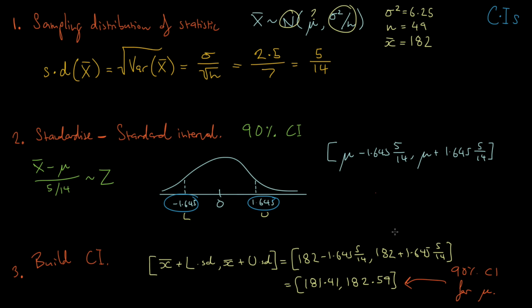So this is our method for constructing this interval. We find the sampling distribution, we compute the standard deviation, we standardize the sampling distribution and find our lower and upper bounds in our standardized distribution, and we use these to compute an interval around our sample statistic, in this case our sample mean. And what this means is that 90% of intervals created this way will contain my population mean. Or we can phrase this differently and say there's a 90% chance that this particular confidence interval will contain my population mean.